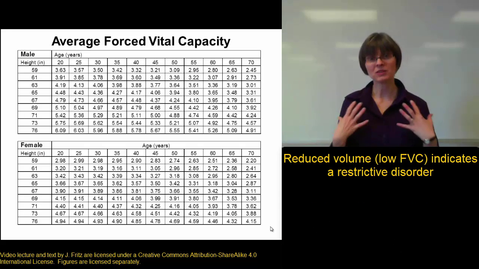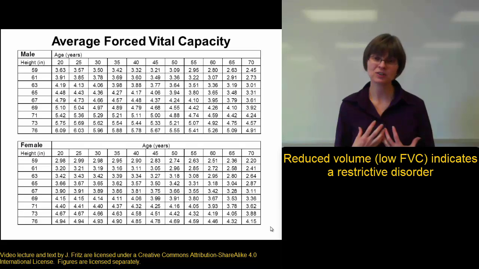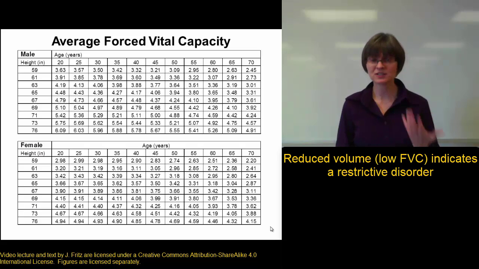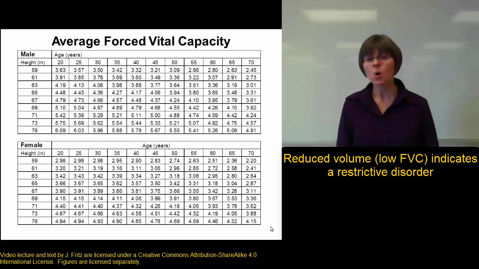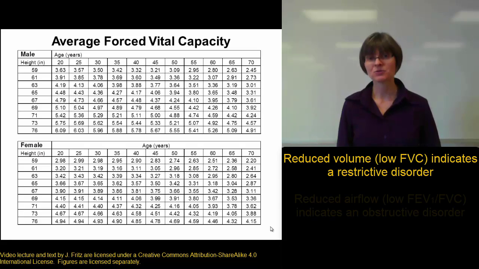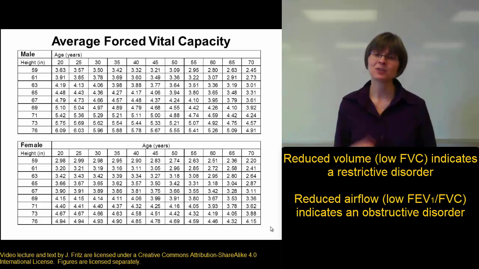If you have a problem with the volume of your lungs, so you don't have high enough volume, that's what's called a restrictive disorder. You could have a restrictive disorder where you have lower volume, but you can still blow out 75 to 85% of that low volume in 1 second, so airflow is considered fine. Or you could have a disorder where you have good volume in the lungs, but you have reduced airflow, in which case your forced vital capacity would be normal, but your FEV1 would be low, so you're blowing out a lower percentage of that air in the first 1 second.